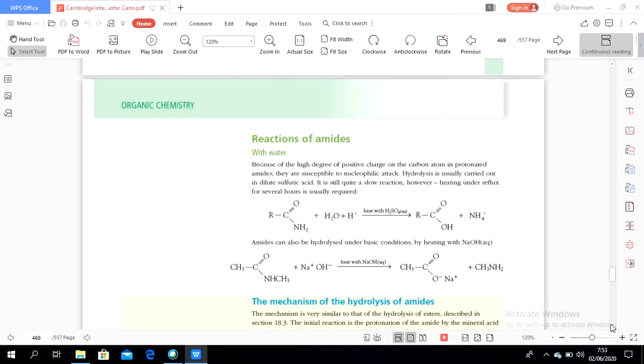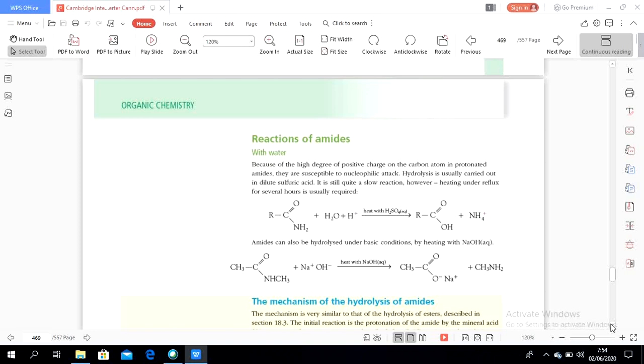When an amide reacts with water, it needs a catalyst. The catalyst is an acid. So it is aqueous acid, and then the amide will become carboxylic acid. So this reaction refers back to carboxylic acid, plus NH4 ion.